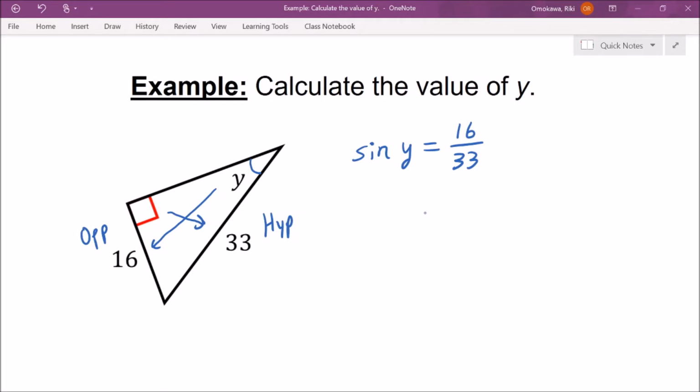Now, to calculate y, we want to do things to this equation to get y by itself, right? We want to solve for y. We want to isolate y. But to do that, to get y by itself, there's this sine in the way on the left side. Right, so we want to get rid of that sine on the left side so that y will be by itself on the left side. And the question is, how do we do that? So for that purpose, let's talk about a topic called inverse functions.